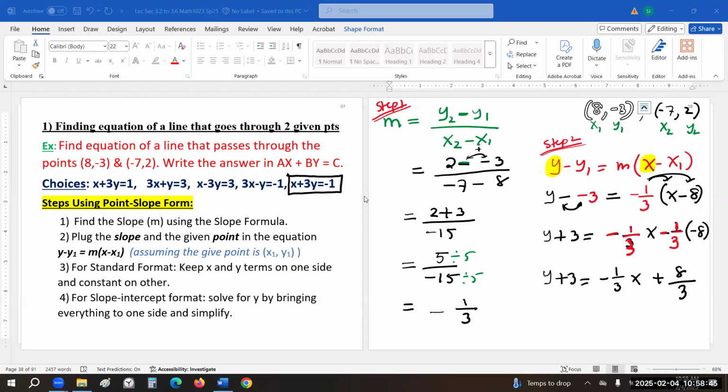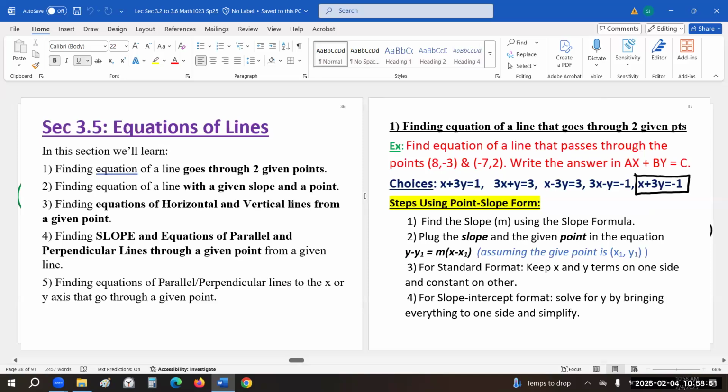So, in our last class, we started section 3.5. And we said in this section, there are several scenarios we are going to work with. One of the scenarios we did in our last class, where we are given 2 points and we have to find the equation of the line that goes through those points. And the steps we said, first find the slope because we don't see the slope here. So find the slope using the slope formula. Once you have the slope, you take one of the given 2 points, only 1 point you take, and the slope, and plug it into point slope format.